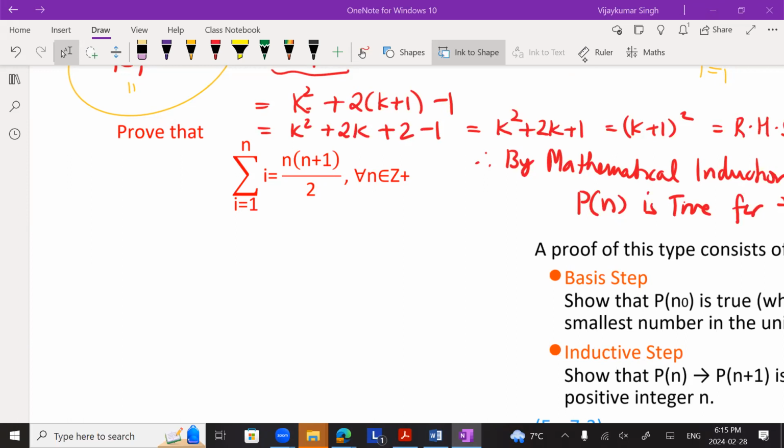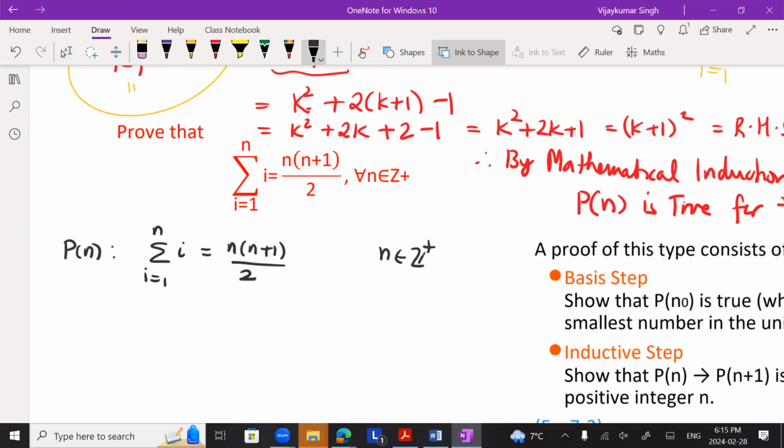To prove that our P(n) is, what is our statement? So P(n) is the following: the summation of i going from 1 to n of i is n into (n plus 1) divided by 2, where n belongs to Z plus.